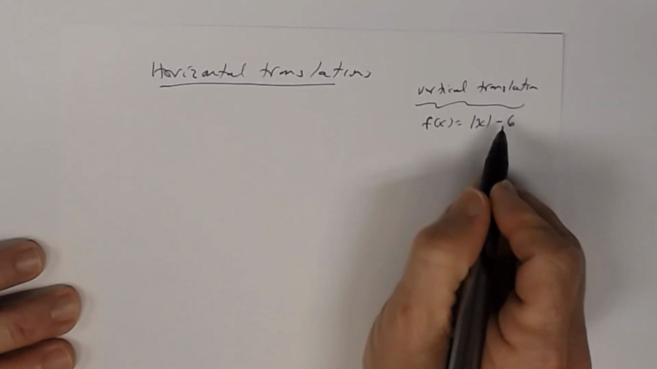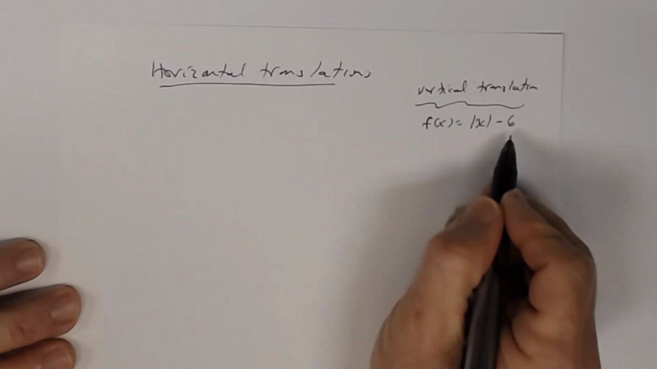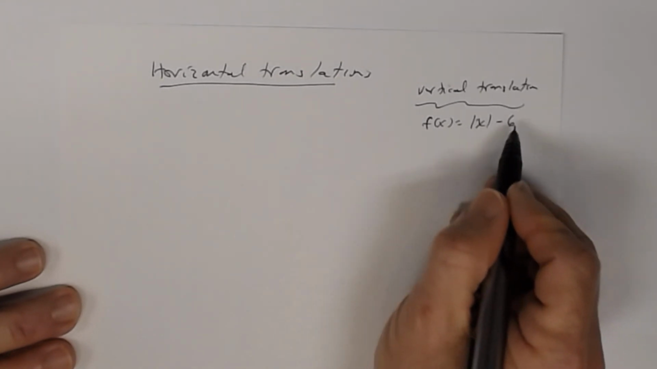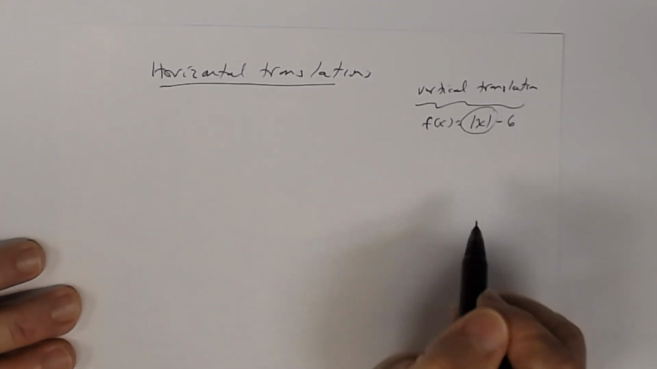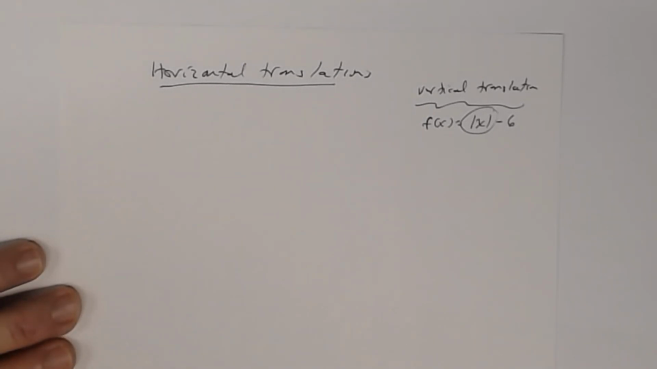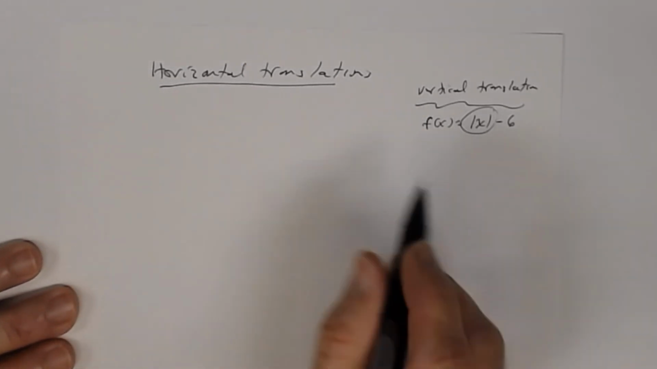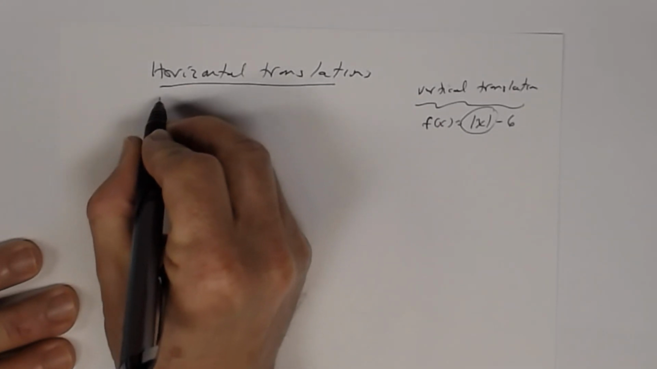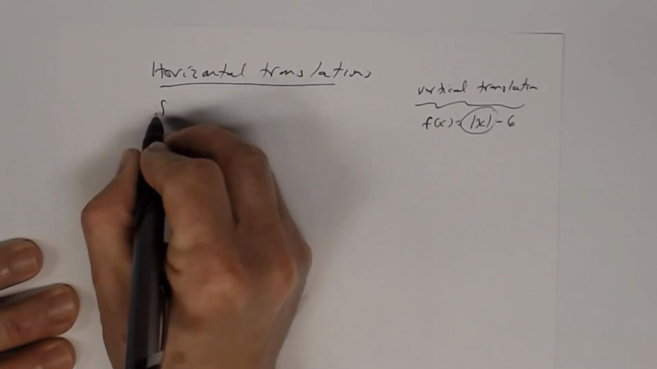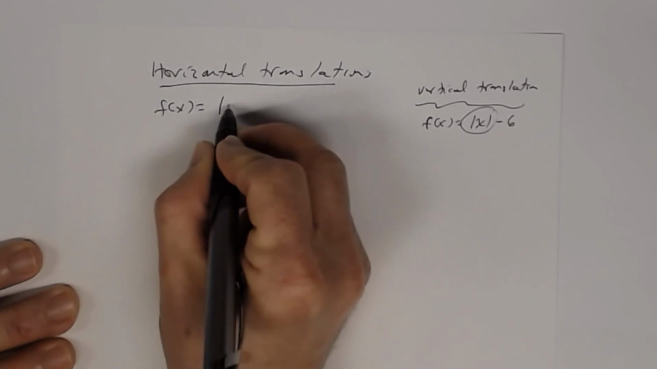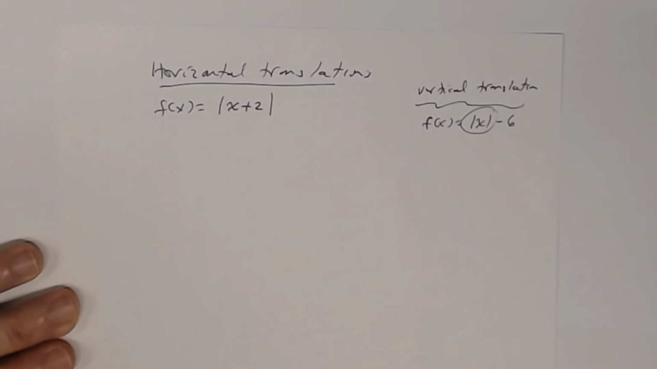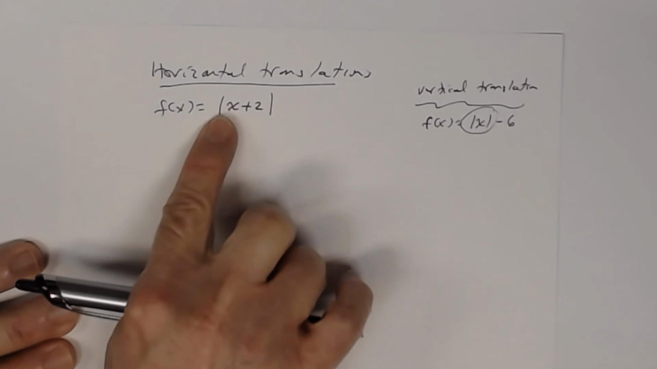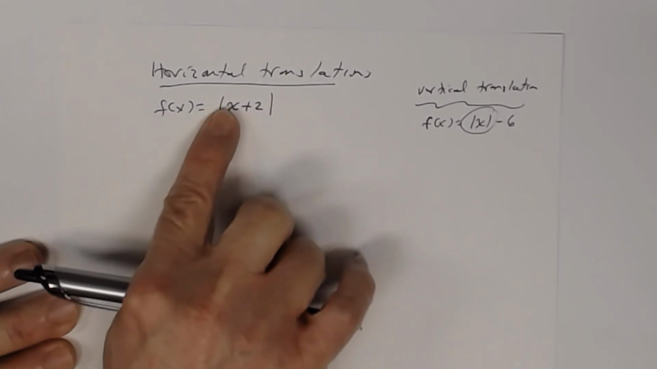Notice the subtract 6 is on the outside of the parent function. So you take your parent function and then you go down. Okay, that's vertical. That's easy. But here's what horizontal looks like. We're going to do an absolute value again. Here's what a horizontal would look like: f of x equals absolute value of x plus 2. That's a horizontal translation. You see that plus 2 is on the inside.